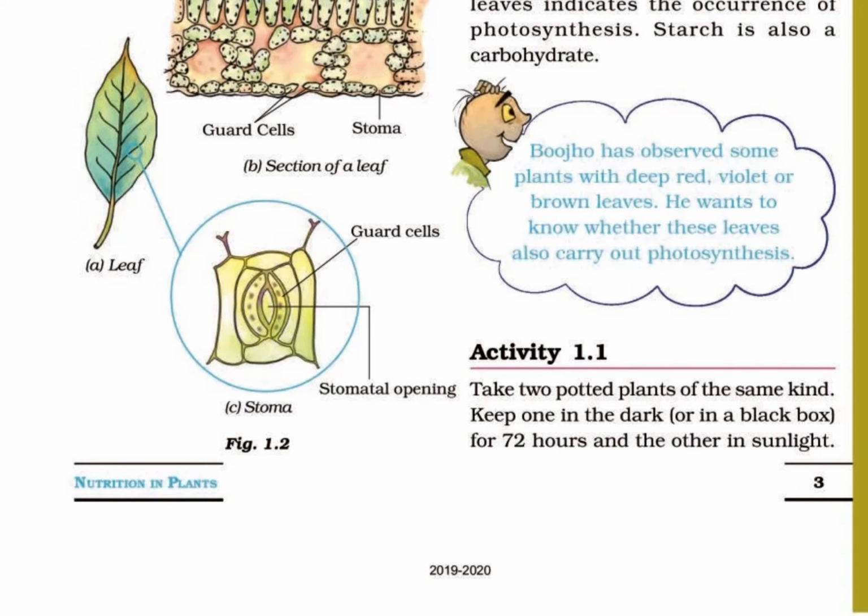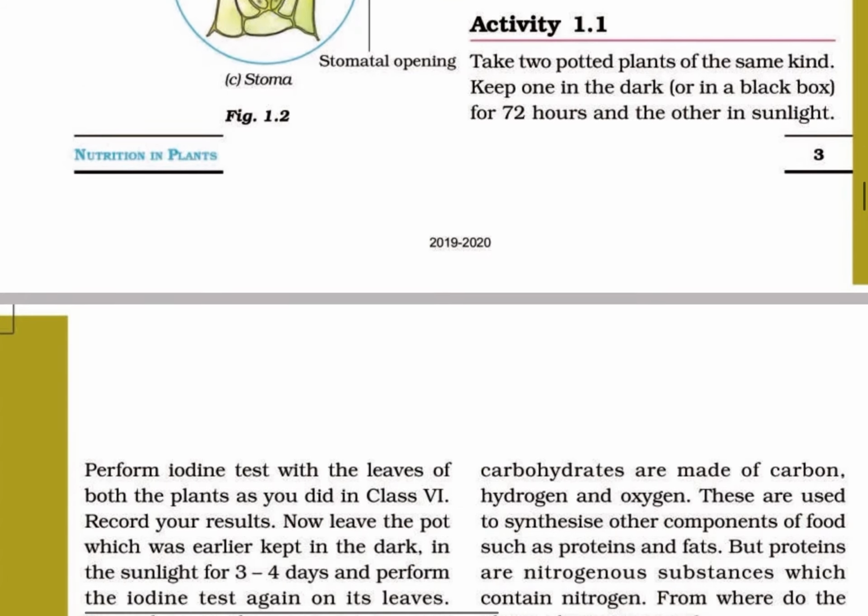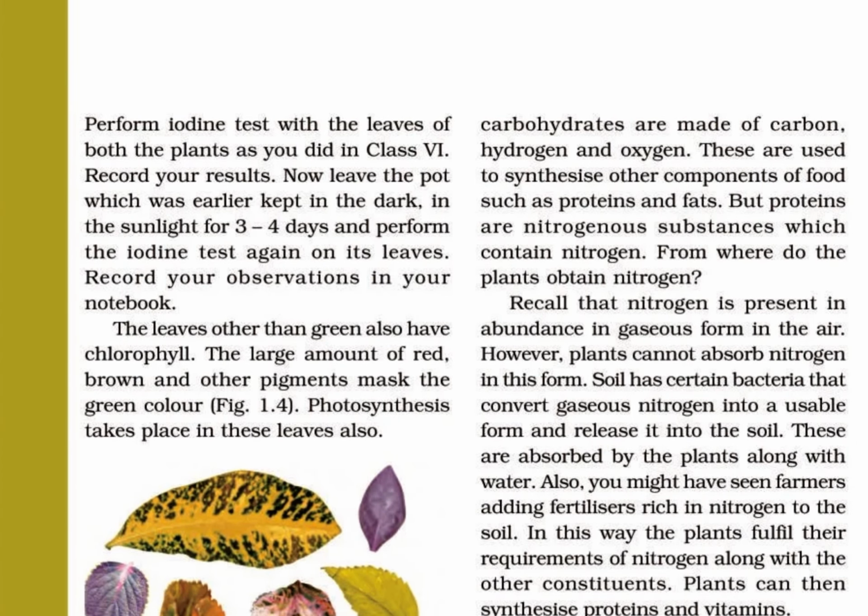Activity 1.1. Take 2 potted plants of the same kind, keep one in the dark or in a black box for 72 hours and another in sunlight. Perform iodine tests with the leaves of both the plants as you did in class 6th. Record your results. Now, leave the pot which was earlier kept in the dark in the sunlight for 3 to 4 days and perform the iodine test again on its leaves. Record your observations in your notebook.